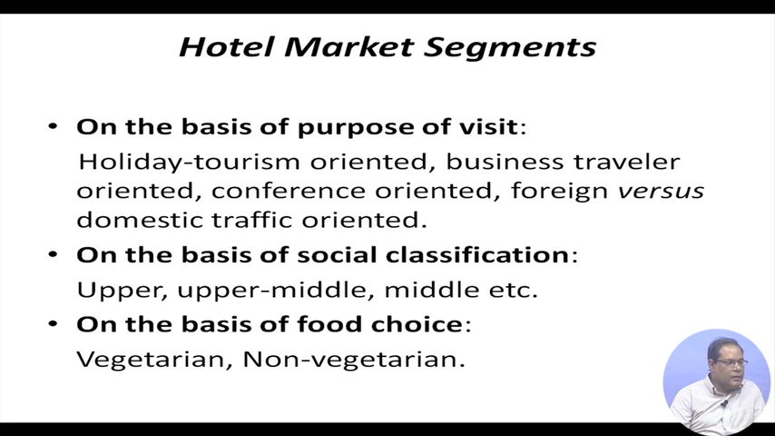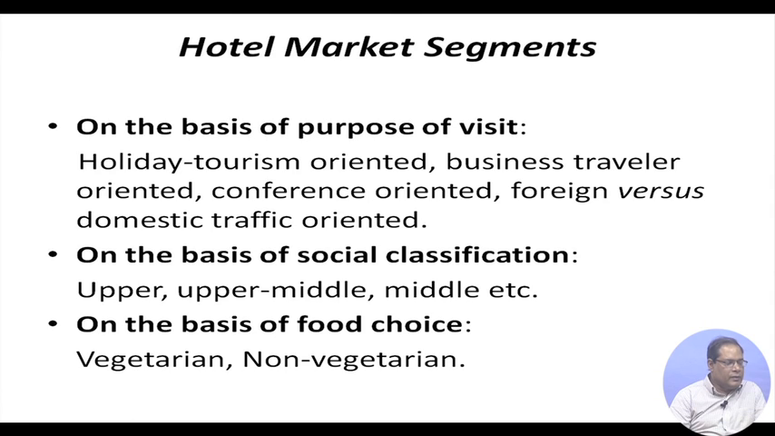On the other hand, a holiday tourism oriented hotel would be on a beach or somewhere where there is a lot of green scenery, not too many people about. So, these are some of the ways in which the hotel can be segmented. Hotel can be segmented by social classification like upper or upper middle or middle, etc., and on the basis of food choice like vegetarian or non-vegetarian. So, these days almost all hotels provide both vegetarian and non-vegetarian food, while there are some hotels who are strictly non-vegetarian and strictly vegetarian, depending upon the culture of the society in which the hotel is based.